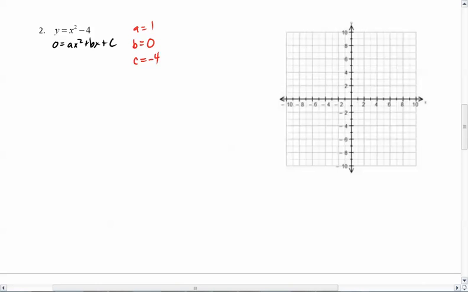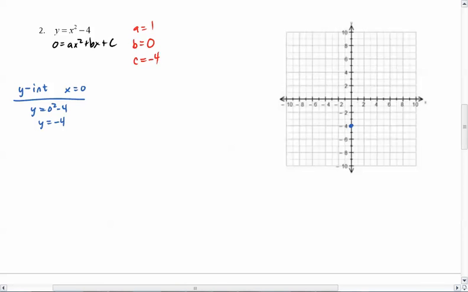We can go ahead. Actually, it doesn't really matter what you do first. You know what? Let's do this one different, just for the heck of it. Let's do the y-intercept first. To get the y-intercept, we make x equals 0. So y equals 0 squared minus 4. That, of course, means that y equals negative 4. So I've got a y-intercept of negative 4. Done. There's my y-intercept.